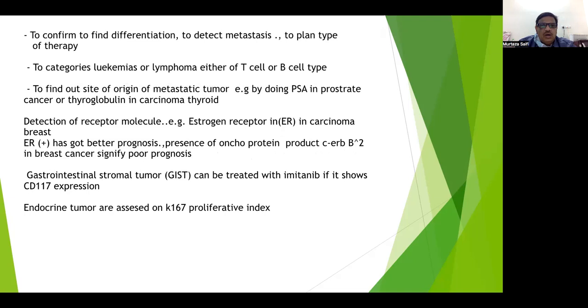It is used to categorize leukemia or lymphoma, either of T cell or B cell type. It is used to find out the site of origin of metastatic tumor, that is by doing PSA in prostatic cancer or thyroglobulin in carcinoma thyroid. Detection of receptor molecule, that is estrogen receptor in carcinoma breast. ER positive has better prognosis. Presence of oncoprotein product CERB2 in breast cancer signifies poor prognosis. GIST, gastrointestinal stromal tumor, can be treated with imatinib if it shows CD117 expression. Endocrine tumors are assessed on Ki67 proliferative index.